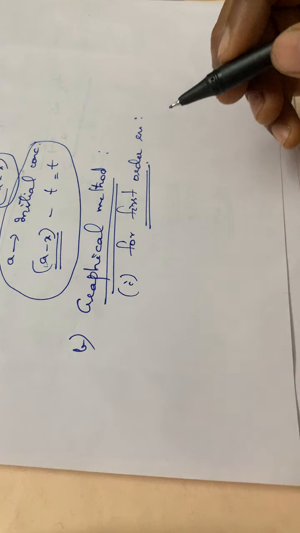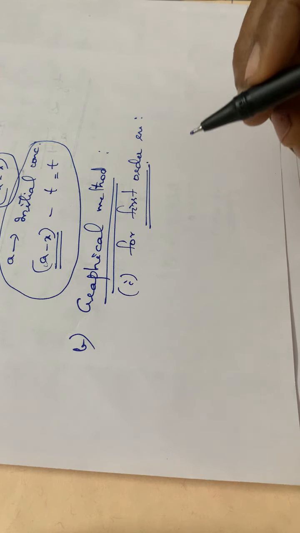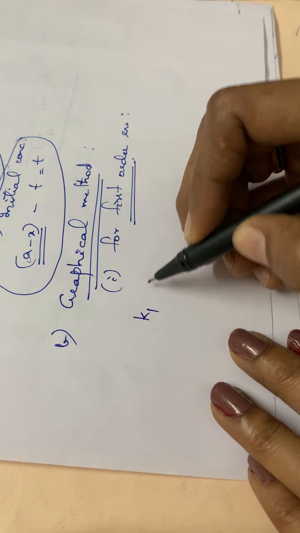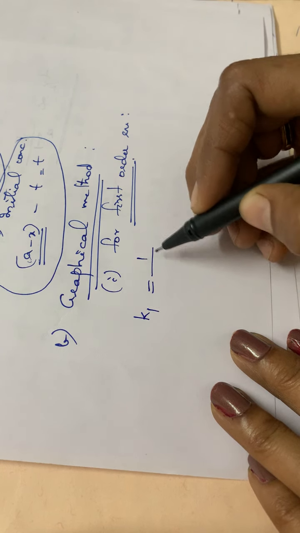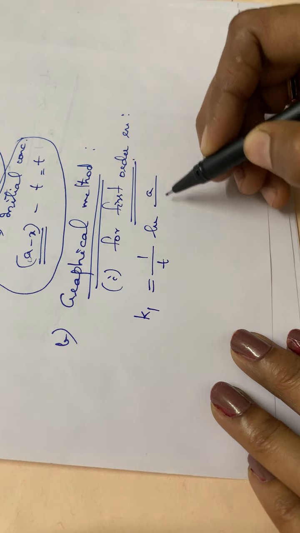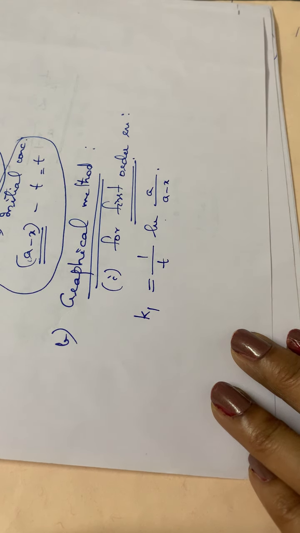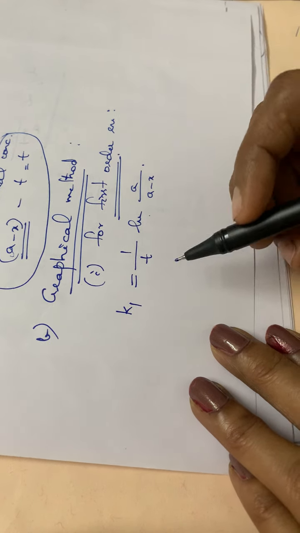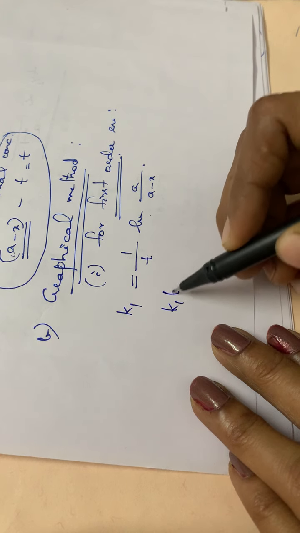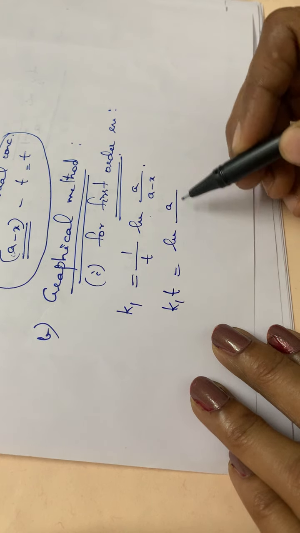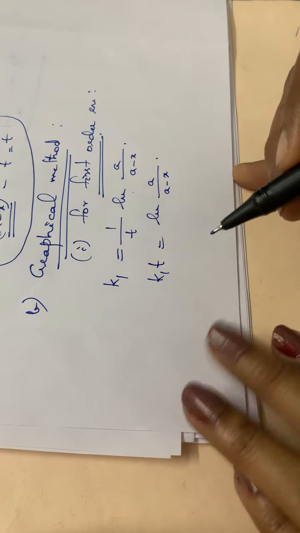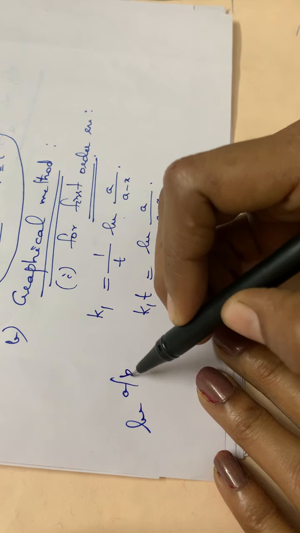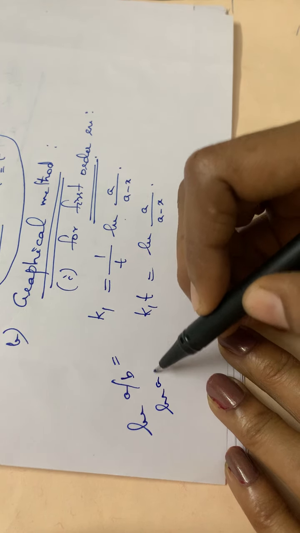Already I had written this small derivation. For a first order reaction, what about the integrated rate equation? k1 is equal to 1 by t ln a by a minus x, isn't it? This is ln to the base e. So k1 is equal to 1 by t ln a by a minus x. Then on rearranging, k1t is equal to ln a by a minus x. Then what about the next step? This is in the form of ln a by b, that is equal to ln a minus ln b.